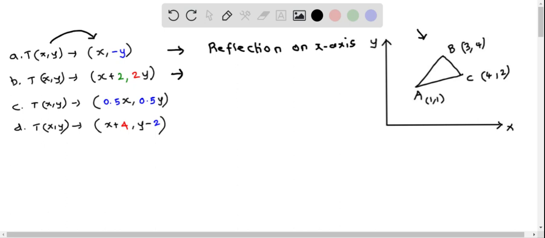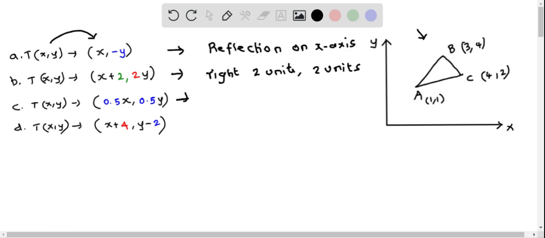In the second transformation, we see that x is getting added with 2 and y is getting multiplied by 2, which means every x coordinate is translated to the right by 2 units, and every y coordinate, or the shape of this triangle, is scaled by a factor of 2 units.